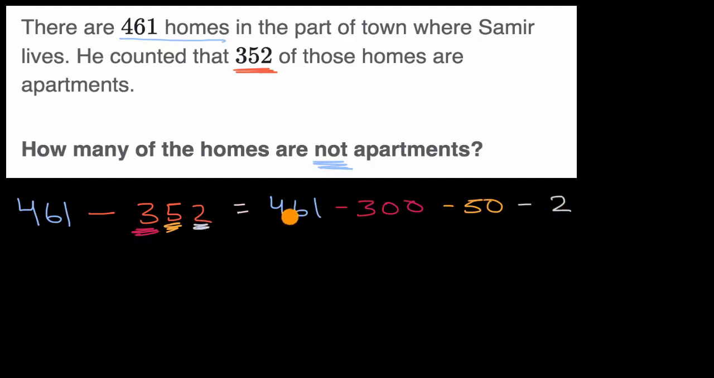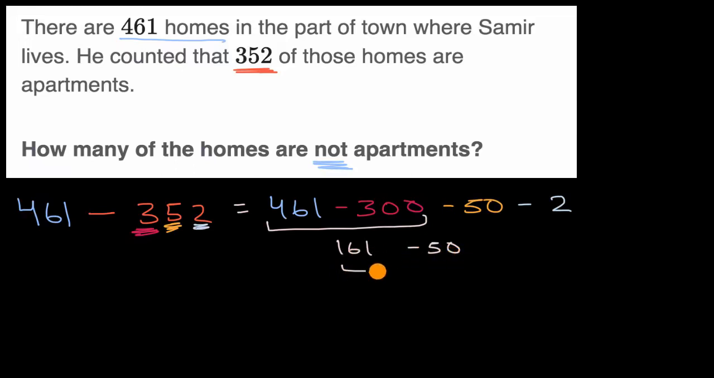And then you might be able to figure out that 461 minus 300, I'm just taking 300s from this, so that's going to be 161. And then if I subtract 50 from that, well, what's 61 minus 50? Well, that would be 11. So 161 minus 50 would be 111.